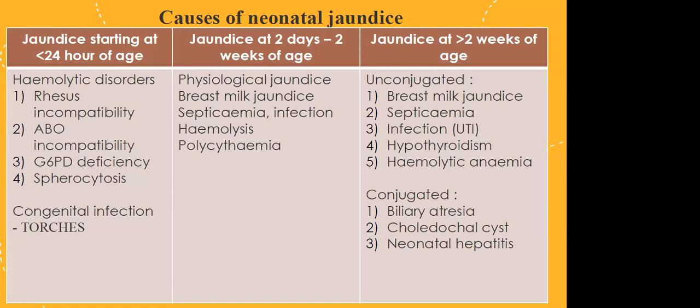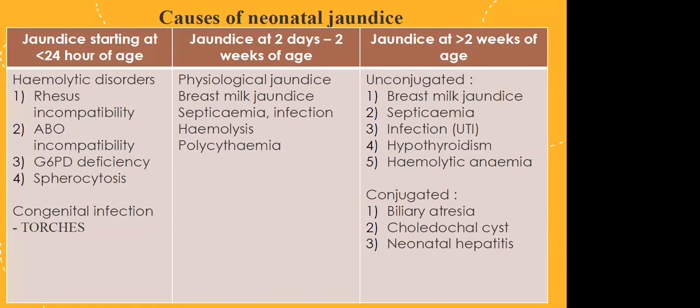So this is the causal of the neonatal jaundice. I divided it into three: jaundice that starts at less than 24 hours of age, jaundice that starts at 2 days to 2 weeks of age, and jaundice that starts at more than 2 weeks of age, which we call prolonged jaundice.